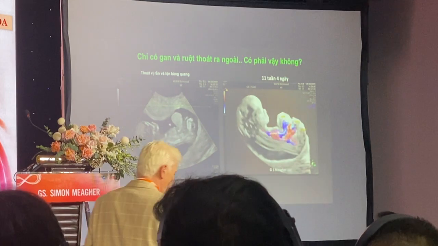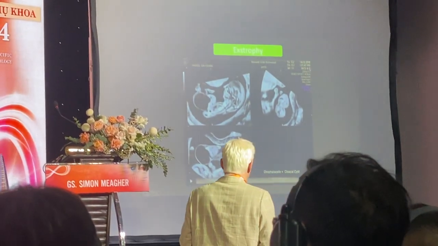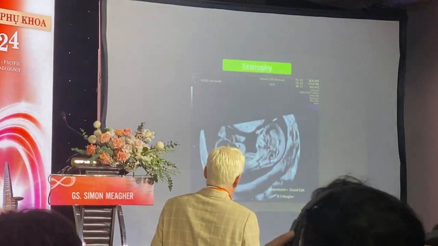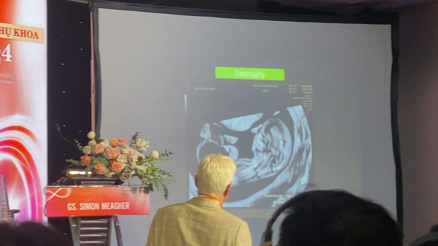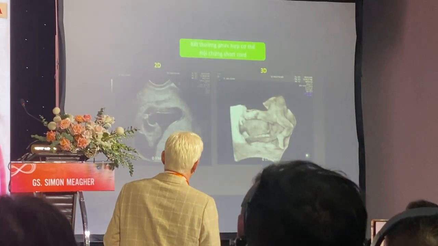Is it part of an OEIS complex? These are very difficult to repair. And this is a cloacal cyst in a fetus with another cloacal abnormality. Again, look at the spine. These are major abnormalities in the first trimester.